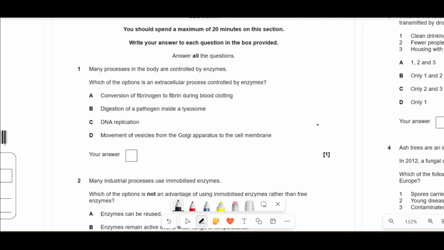Hello everybody, today we're going to be going through the OCR A-Level Biology A 2022 Paper 2. So many processes in the body are controlled by enzymes. Which of these options are an extracellular process controlled by enzymes?